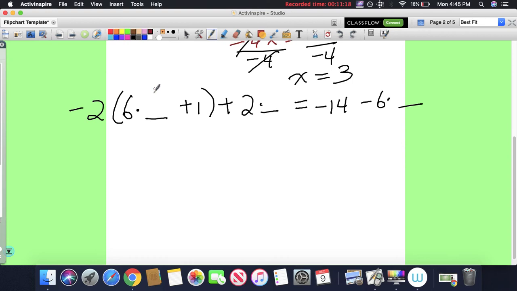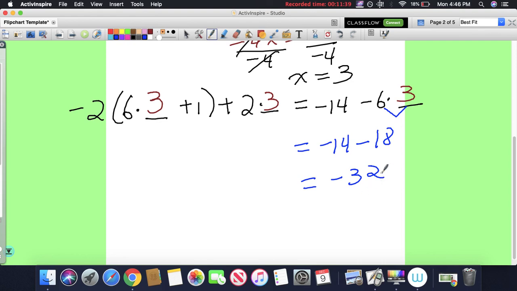And because this is a long one, I'll change colors. I'll put 3 over here. I'll put 3 over here. So let's do the easy side. The easy side is this guy on the right side. So it's negative 14 minus, let's multiply 6 times 3. And 6 times 3 is 18. Now I get to subtract those two. Negative 14 minus 18 is negative 32. So if my left side equals negative 32, we're good.